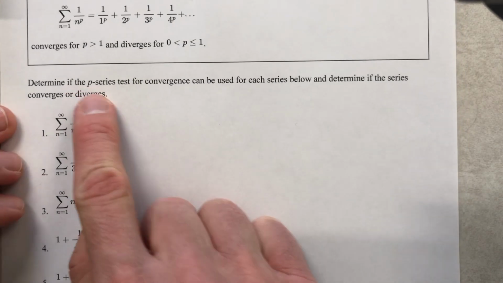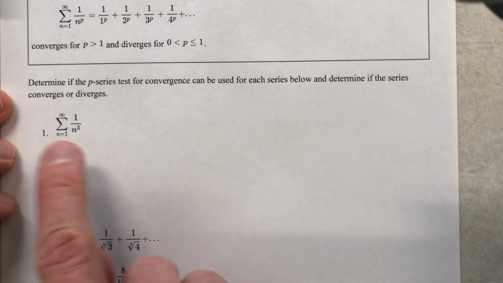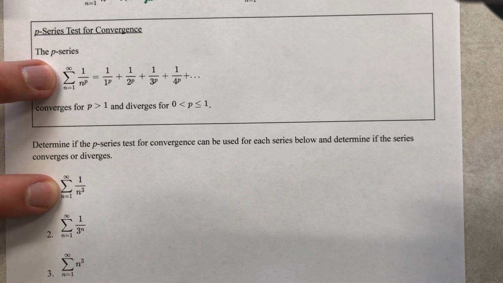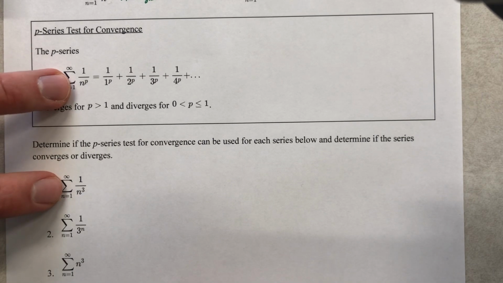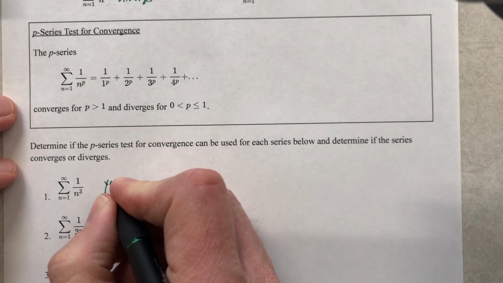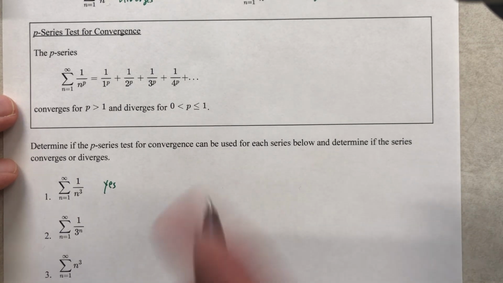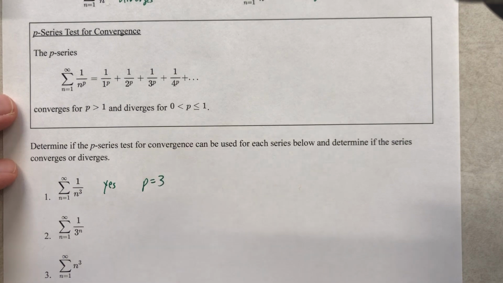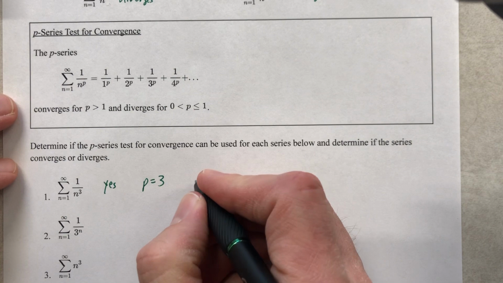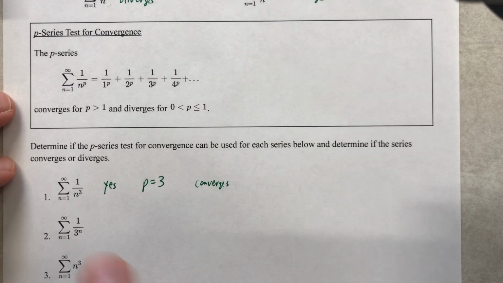Determine if the P series test for convergence can be used for each of the series below. Let's start there. Is this a P series? Is this the same structure as that? Yes. N is the denominator and it's raised to a power. So this is a yes. And then the next question is, what is P? They didn't ask that, but I need to know. So P is 3. Because P is 3, this series converges. I told you this was easy, right? All right, let's go to the next one.